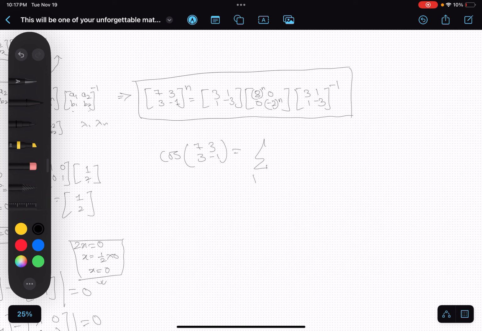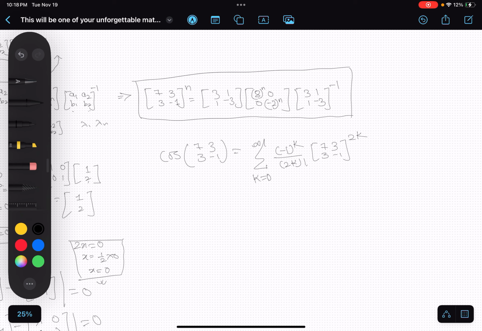Okay. So this will just be sum from k equals 0 to infinity of negative 1 to the power k by 2k factorial, and then this will just be x to the power 2k. So in this case our x is this matrix [7 3; 3 -1] to the power 2k, right?